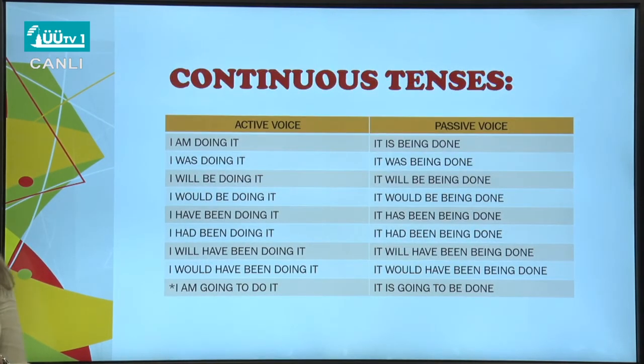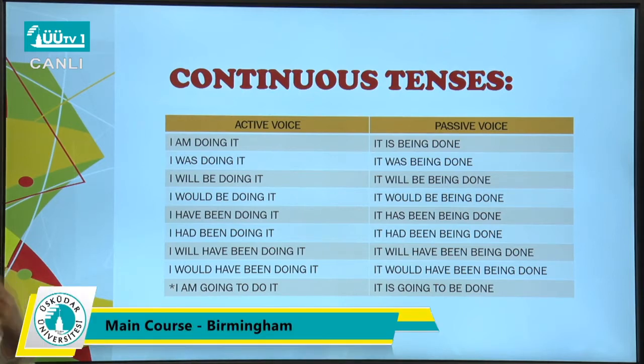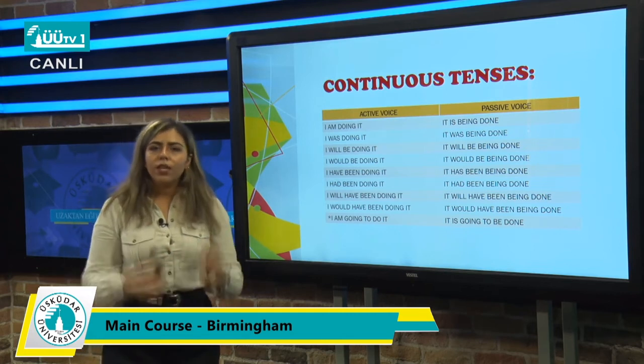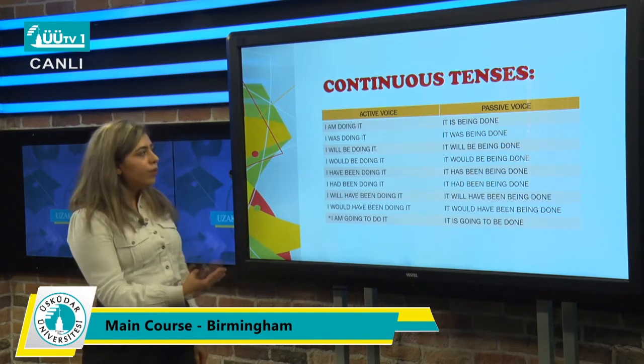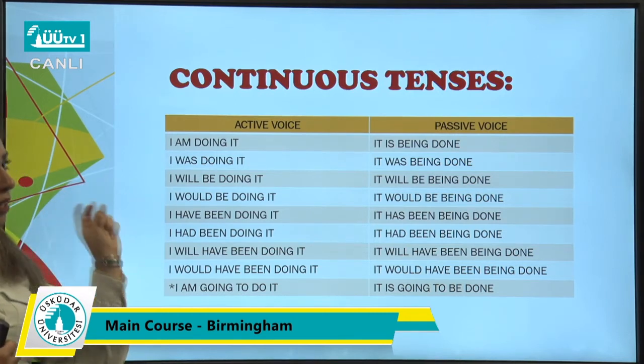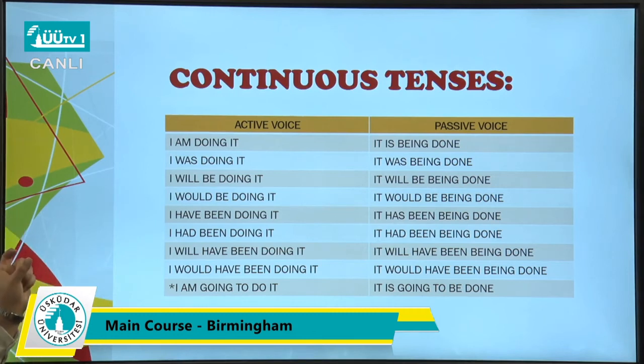But in continuous tenses. So we talked about using to be verbs plus past participle. What if the tense is continuous? Look at the table. I am doing it. How do you change this? So it is be done. This is what we talked about. But when it is continuous, you have to add ing to the be verb. So you have to add be after is plus ing. So it is being done.